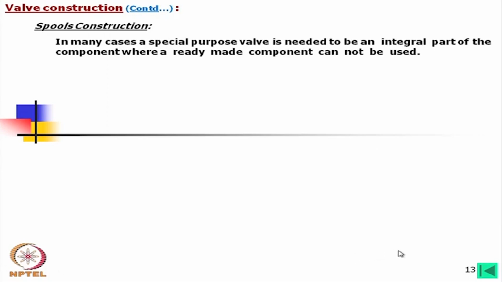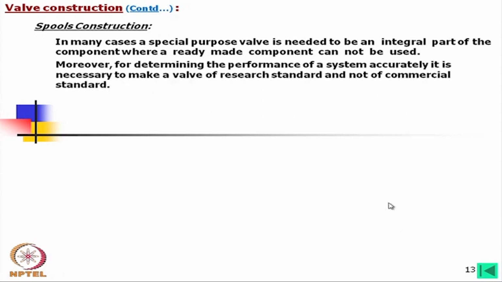In many cases, a special purpose valve is needed to be an integral part of the component, where a ready-made component cannot be used. Moreover, for determining the performance of a system accurately, it is necessary to make a valve of research standard and not of commercial standard.